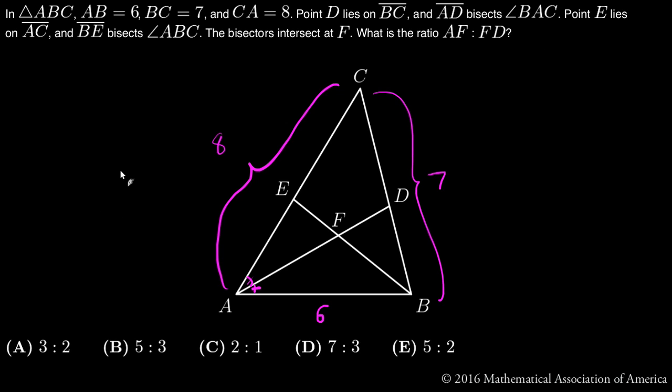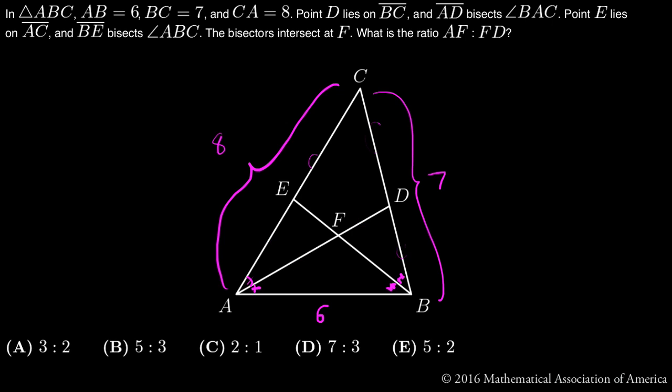E lies on AC and BE bisects angle ABC, so these two are congruent. And so, by the angle bisector theorem, I can actually figure out what each of these lengths are. That's the first method I had to try to solve it, but there's actually a smarter way.